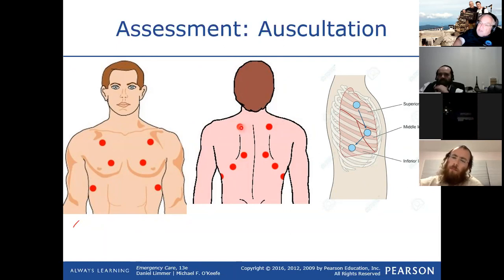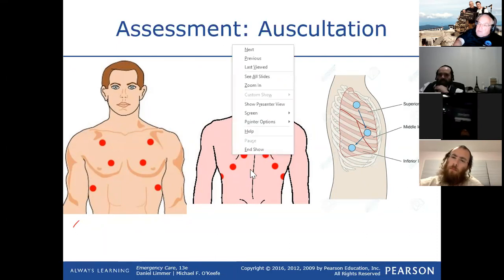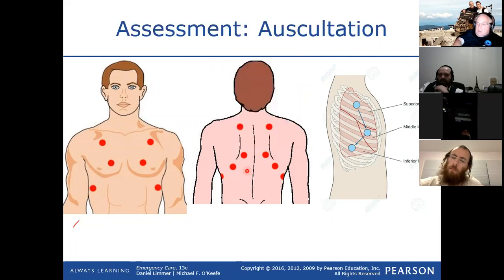So you're going to tell the patient, okay, breathe in, breathe out, breathe in, breathe out, breathe in, breathe out. So again, the lungs are all here, right? This is kind of what we're doing.